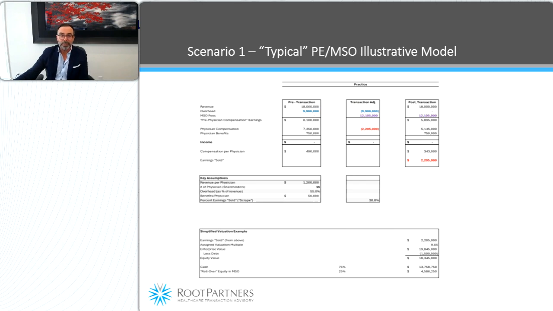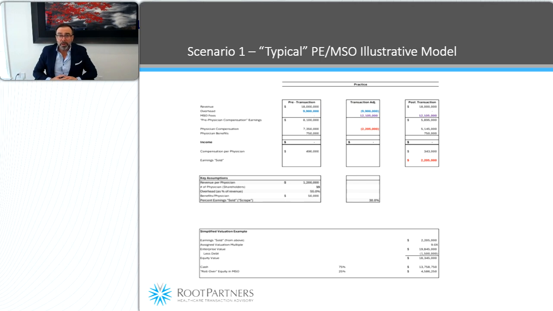You can see that, how do they determine the value? Here's a simplified example. It's the earnings that were sold or given up by the shareholders of $2.2 million. In this particular example, I've used a 9 multiple. Could be higher, could be lower. I mean, multiples have trended downward in the last couple of years.